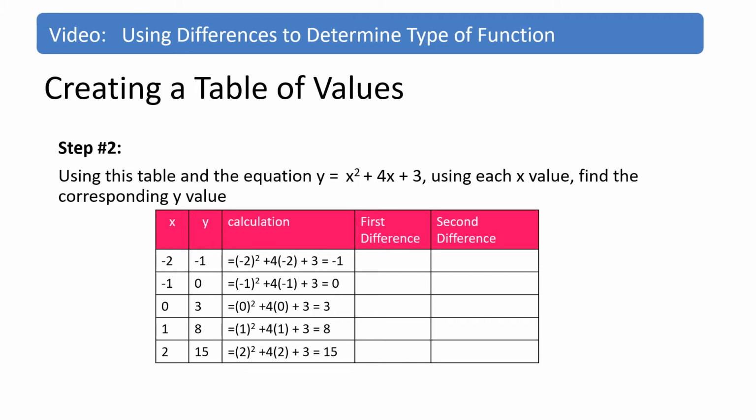And here's the results that you should get. So if x is -2, y is -1. If x is -1, y is 0. If x is 0, y is 3. If x is 1, y is 8. If x is 2, y is 15.